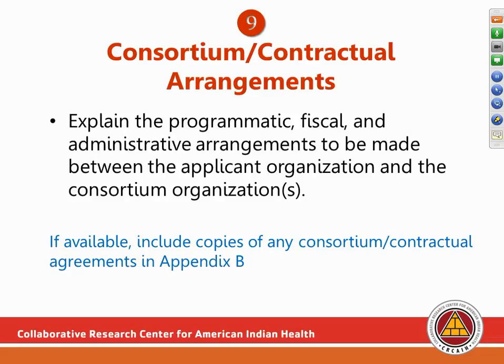Consortium contractual arrangements. You need to explain the programmatic, fiscal, and administrative arrangements to be made between your organization and the consortium organization. If you have a consortium or contractual agreements, please include them in Appendix B. There is no page limit for this section. More details regarding the instructions are available on page 11 of the RFA.